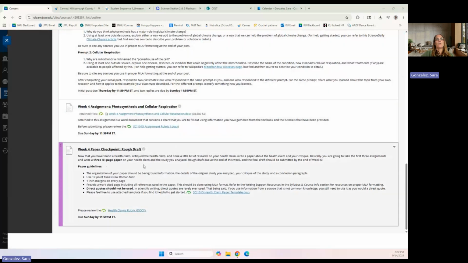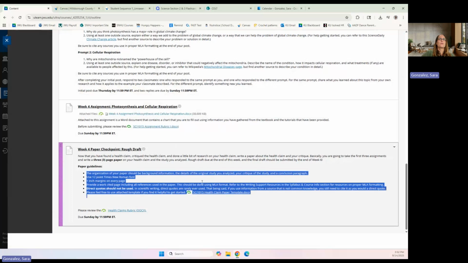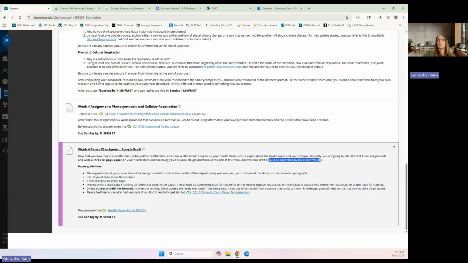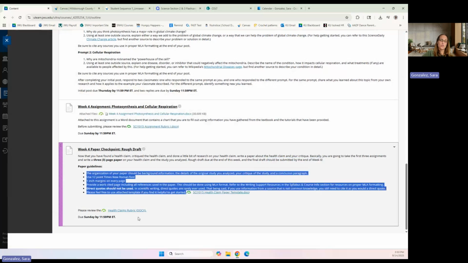And then your week 4 checkpoint is going to be your rough draft. So here are the guidelines here. There's a template that you can use as well. I didn't download it, but you can download it on your own. So you found your health claim, you critiqued it, did a little bit of research, you have some keywords. So you're going to take the first 3 assignments and combine them into one in terms of a rough draft here. Remember, the final draft is due here in week 6. So make sure you follow the guidelines here, and that is also due Sunday.